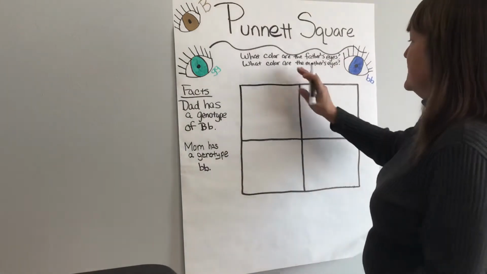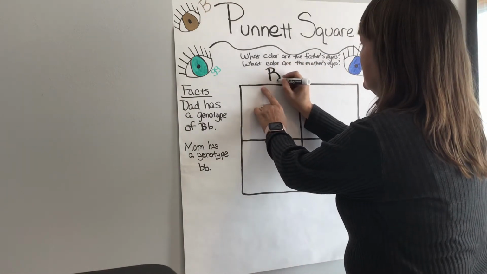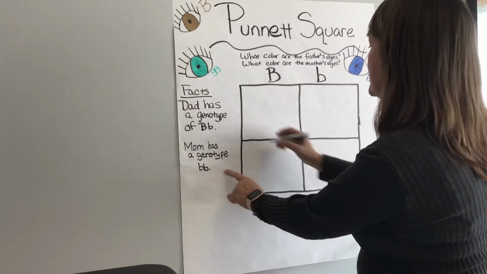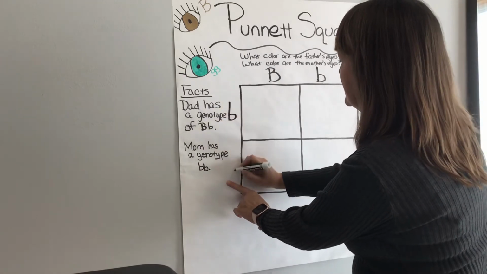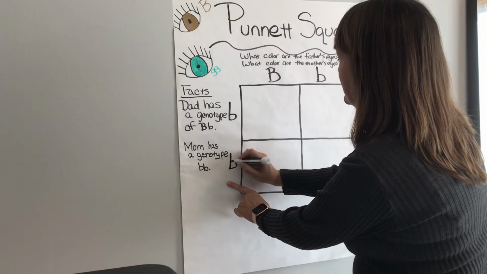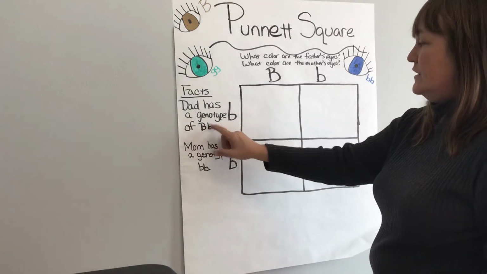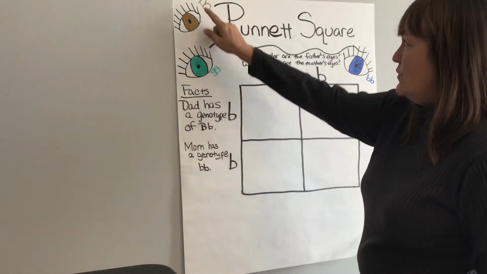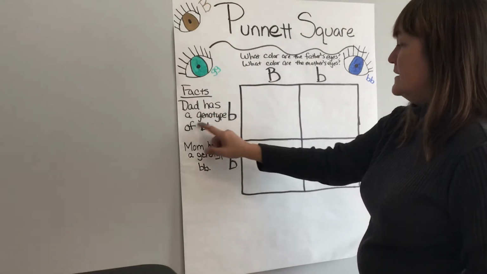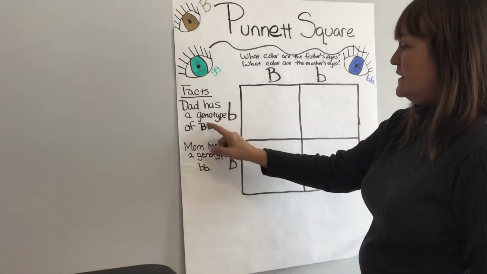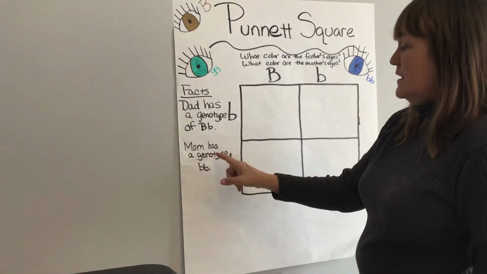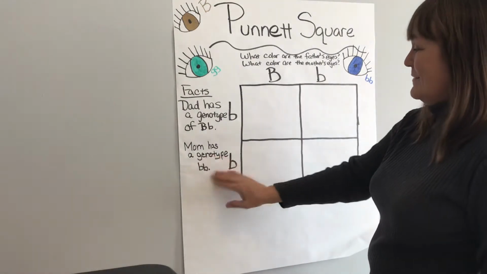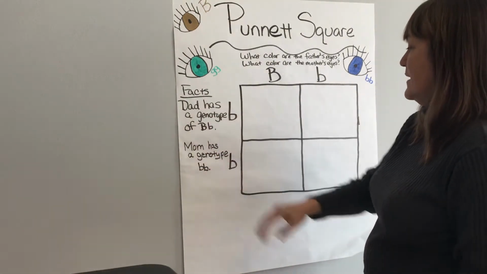So we'll put the dad's genotype here. Dominant B, recessive b. And then mom's genotype, let's put it here. Recessive b, recessive b. Okay? So based on just looking at their genotype, capital B is dominant, so it's dominant for brown eyes. So dad has brown eyes, okay? He's a carrier for blue eyes. And mom has two recessive lowercase b's, which is for blue eyes. So mom has blue eyes. Dad has brown, mom has blue.